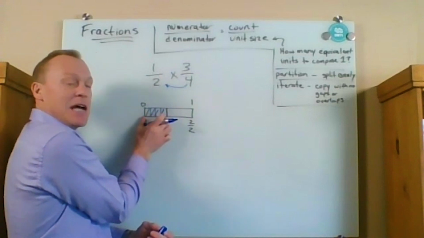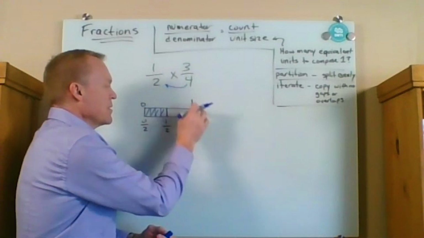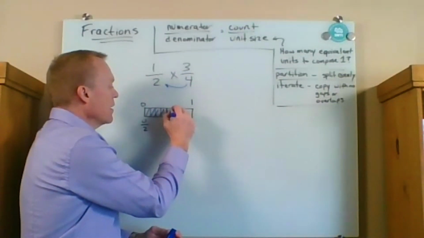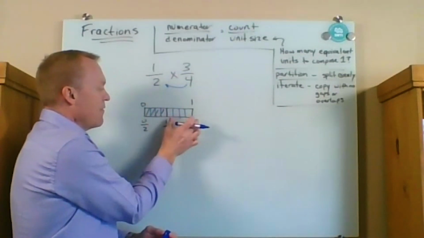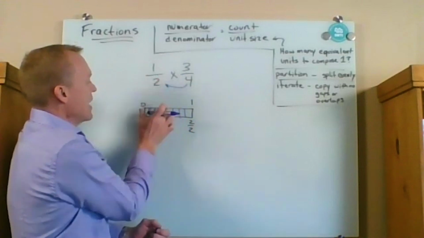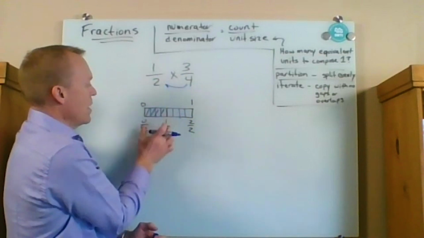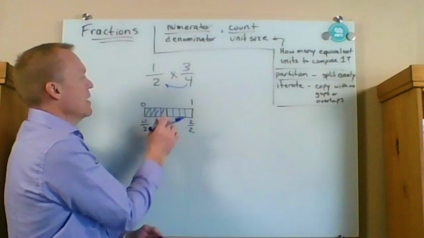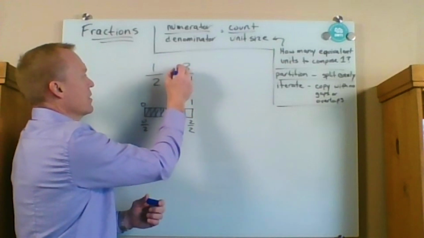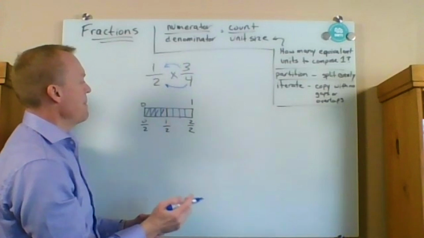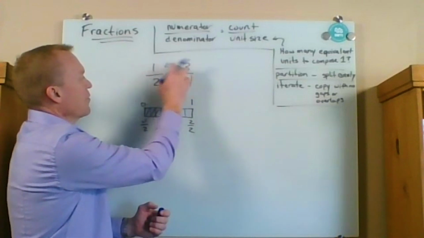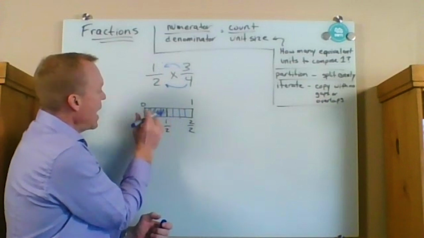So each half is now in fourths, but I have to continue doing that to my unit of 1 to be able to describe each section. So now this half is also in fourths. Here I said I had a count of 1/2. Now what this is going to say is I'm going to count 3 of those amounts. So here I'm counting 3 of the 1/2.